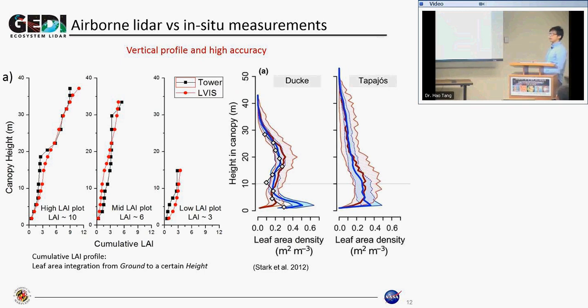We got another result from a group in Arizona, a pretty similar thing using the discrete return LiDAR, and it got good results. So this really strengthened our confidence in using LiDAR to give the most realistic foliage distribution.